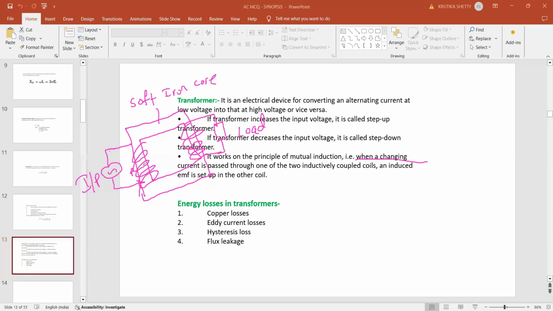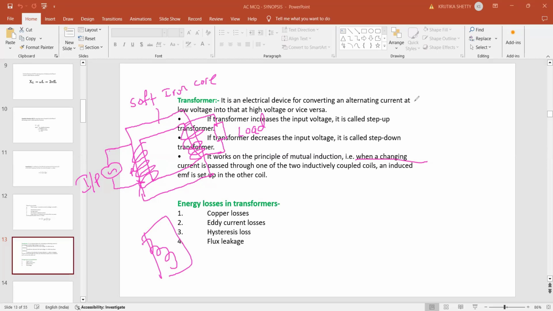So the primary coil is there at the input, and here we have the secondary coil, and outside it is connected to the load. And the coil is wound in a spiral manner on the soft iron core. Okay?